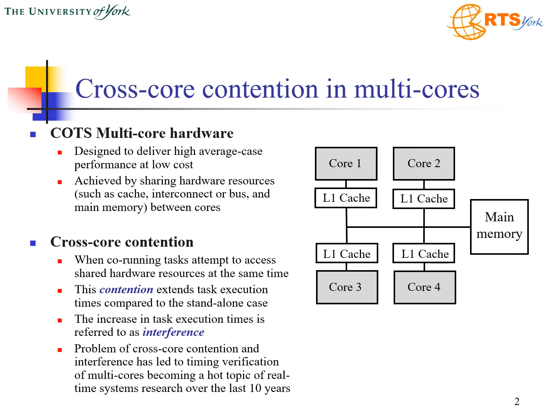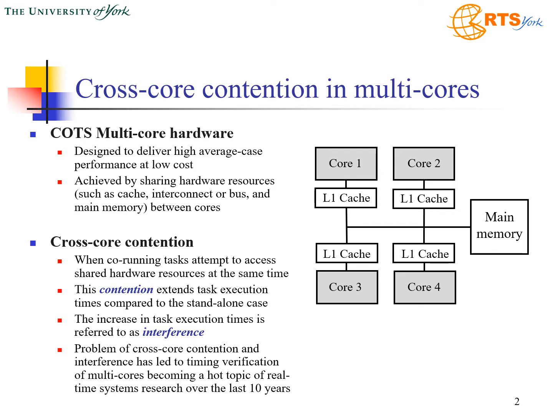So let's take a look at cross-core contention in multi-cores. Common off-the-shelf multi-core hardware is designed to deliver high average case performance at low cost. It achieves this by sharing hardware resources such as cache, interconnect bus and main memory between cores. Unfortunately, this leads to cross-core contention when co-running tasks attempt to access shared hardware resources at the same time. This contention extends task execution times compared to the standalone case. This increase in task execution times is referred to as interference.